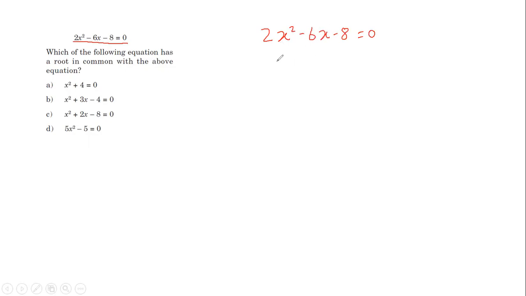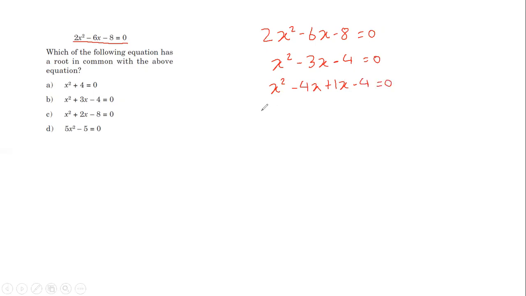I can just divide the entire equation by 2 to simplify it further, and I can say x square minus 3x minus 4 is equal to 0. Now I want the product to be negative 4 and the sum to be negative 3. So I can do the middle term splitting like minus 4x plus 1x. As you can see, the product will be negative 4 and the sum will be negative 3.